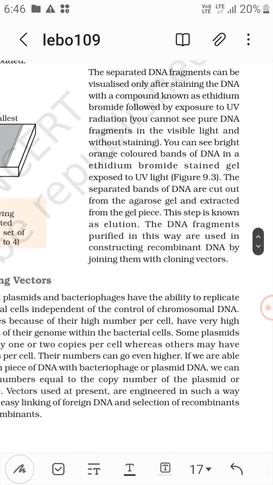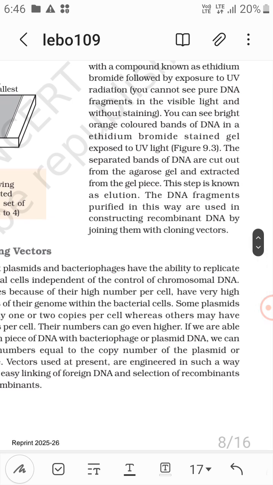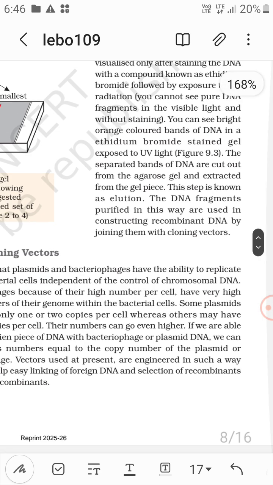The separated bands of DNA are cut out from the agarose gel and extracted from the gel. This process is known as elution. The DNA fragments purified in this way are used in constructing recombinant DNA by joining them with the cloning vectors.